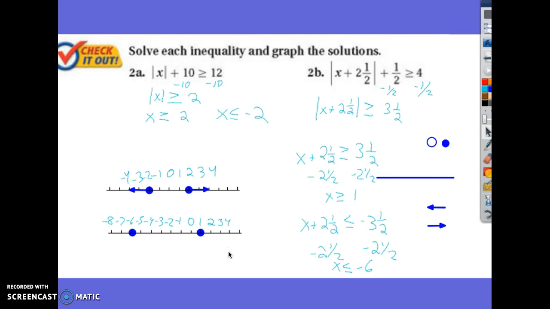And let's plot our values. So we have x is less than or equal to -6. So this is going in this direction. And this is going in the other direction. X is greater than or equal to 1. So we have another or statement. So x can be less than or equal to -6, and x can be greater than or equal to 1 in order to solve the equation.